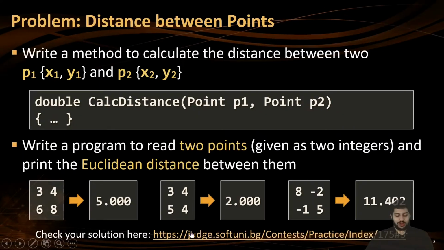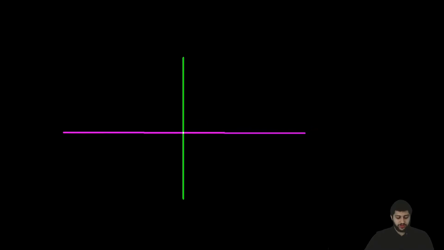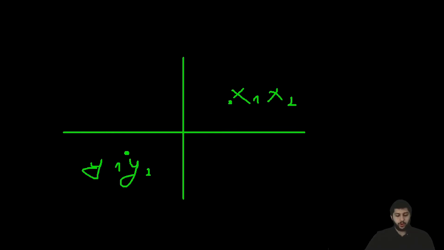Or in other words, if we have something like a Cartesian coordinate system like this, and we have 2 different points lying somewhere here, let's say this is x1, x2, and this is y1, y2. These are points. Euclidean distance is just the distance from one point to the other. And we need to create a program that is going to calculate for us the Euclidean distance between 2 points.